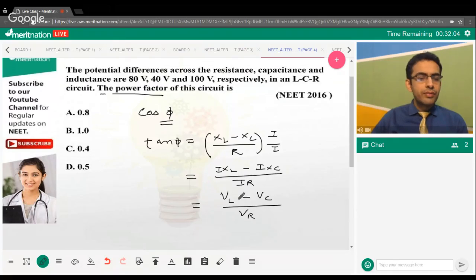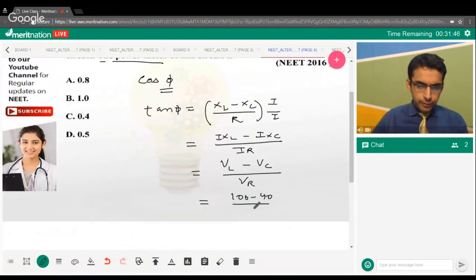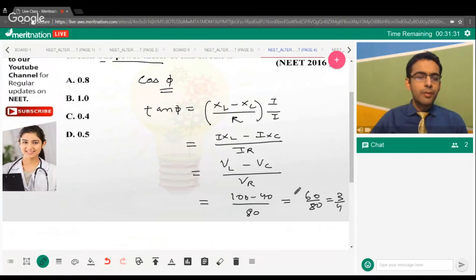Substitute the values here. VL is equal to 100, and VC is 40. So 100 minus 40, and VR is 80. What do you get from this? 100 minus 40 by 80 gives 60 by 80, or 3 by 4. So tan phi, we got the value to be 3 by 4.